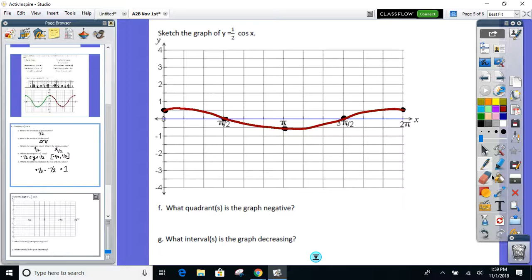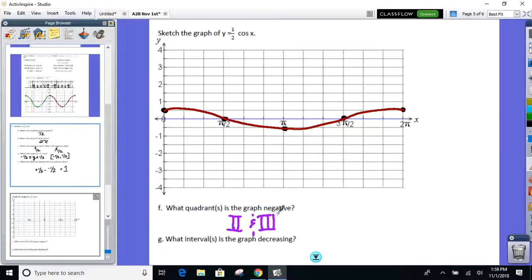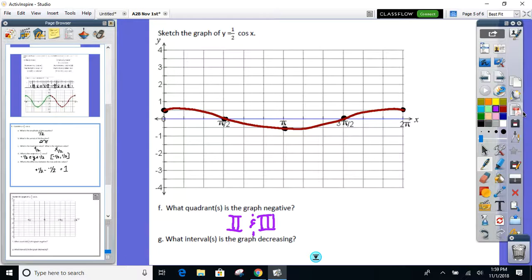What quadrants is cosine negative? And does that match up with my graph? Ready? 2 to 3, negative. Darn right. Where's it decreasing? Anybody want to circle this? Where's it decreasing? There's only one spot. Unlike sine, there's only one spot here.